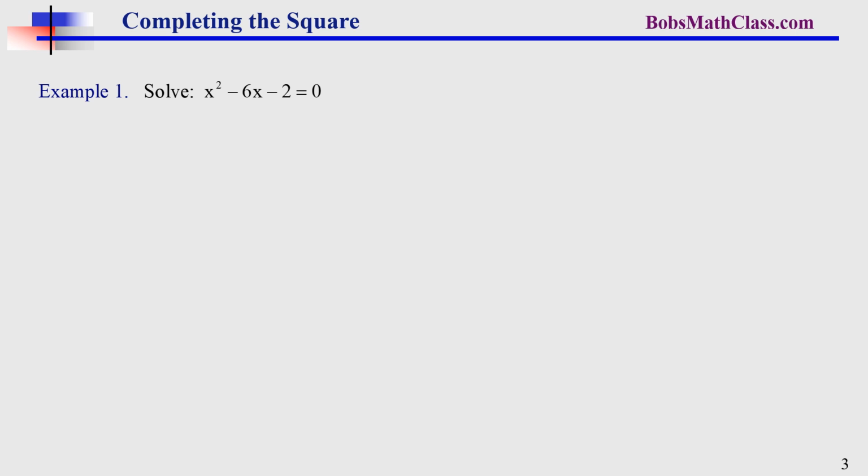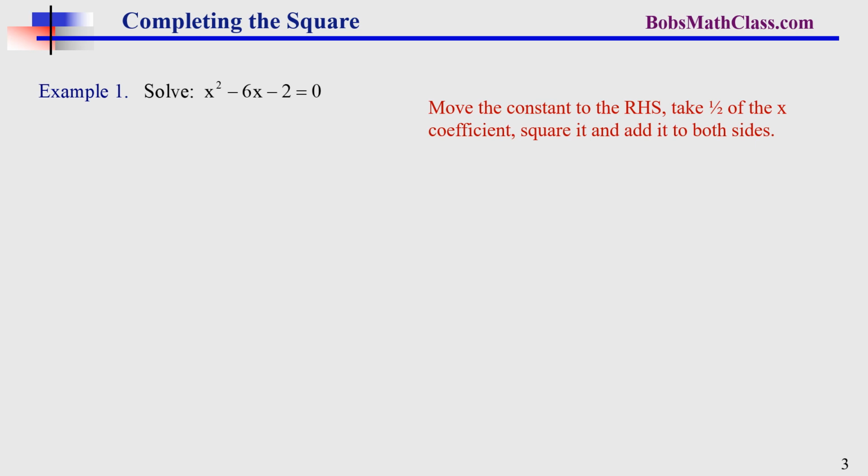Okay, so what is our first step? The first step is we need to move the constant to the right-hand side. That's a -2. When you move a term from one side to the other, the sign will change. Then we're going to take 1/2 of the x coefficient, square it, and add it to both sides. So that's kind of a lot right there, right? First thing is, let's move the 2 over to the right-hand side. Don't forget, leave a space after the x term. So here we go. x squared minus 6x, space, equals 2, positive 2.